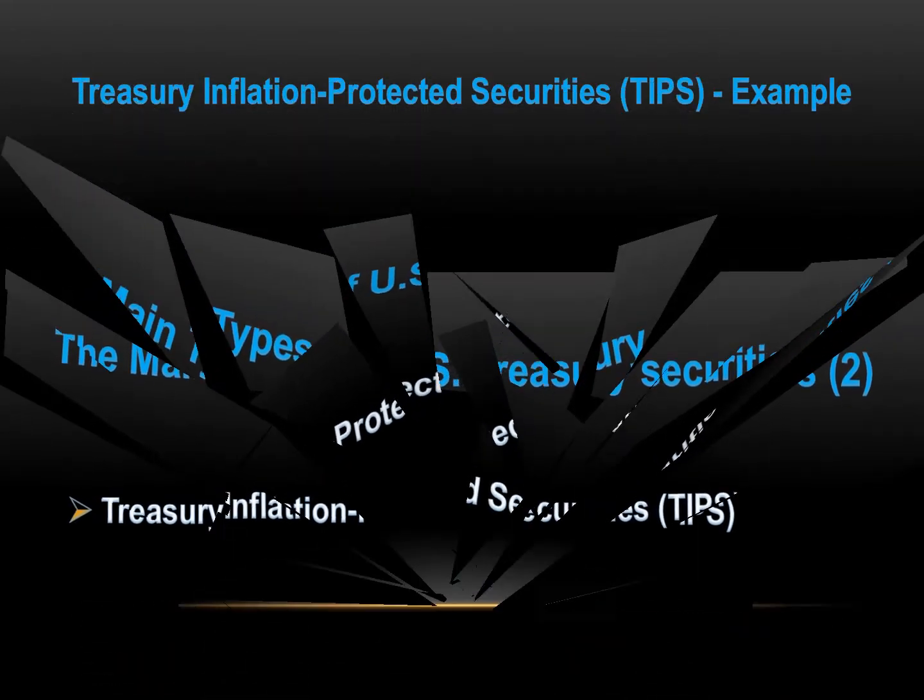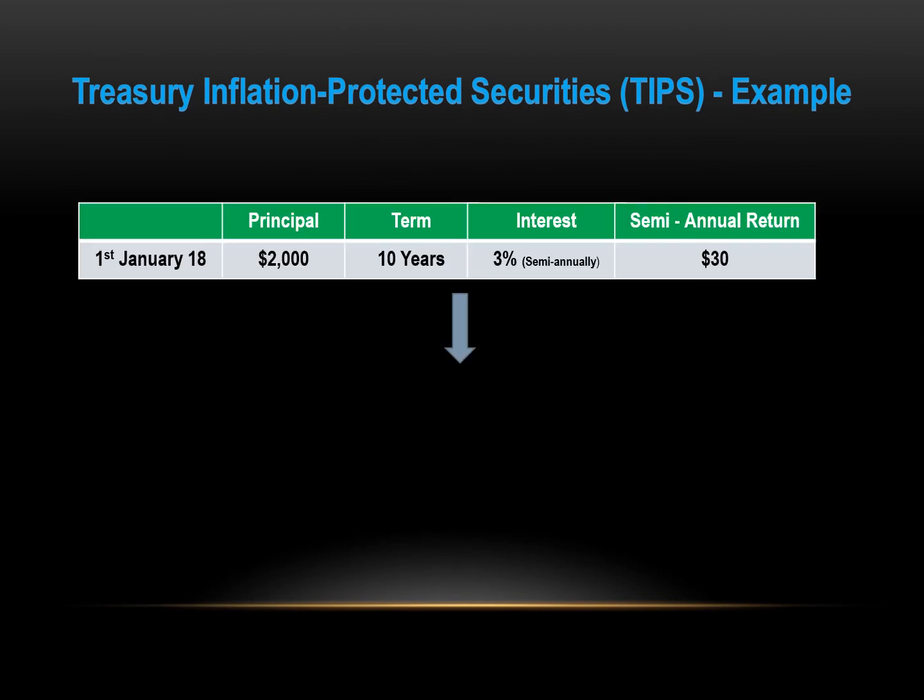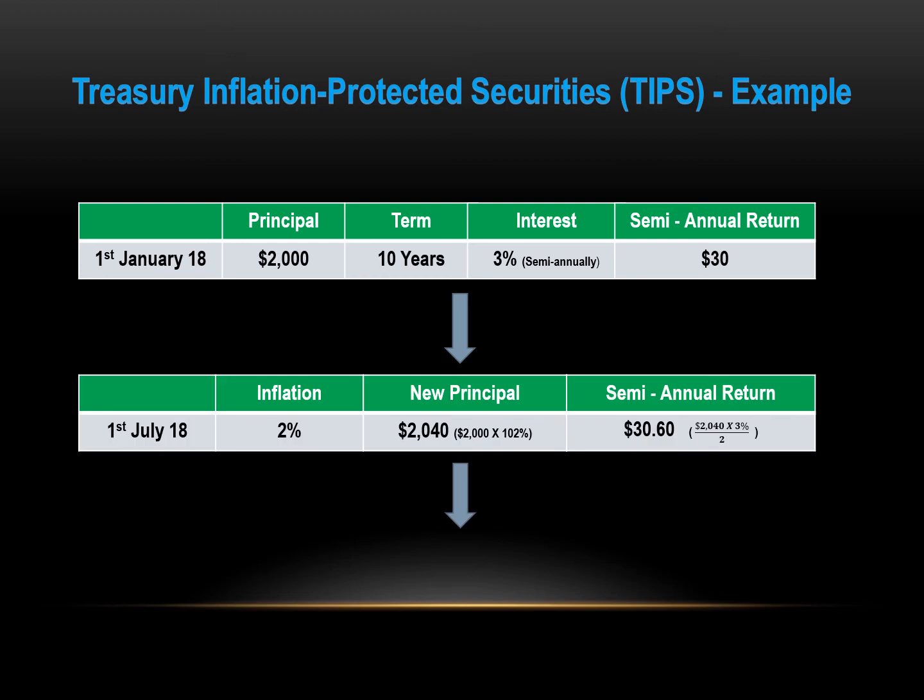So let's say, at the beginning of January, you invest $2,000 in a new 10-year inflation index note. The note states a 3% annualized interest, and it is payable semi-annually. In the middle of the year, the CPI indicates an inflation rate of 2% for the first 6 months. What happens then is that they will adjust your principal upward to $2,040, $2,000 times 102%, and your resulting interest payment would be $30.60, which is $2,040 times 3% times 6/12 for the interest earned for the first 6 months.